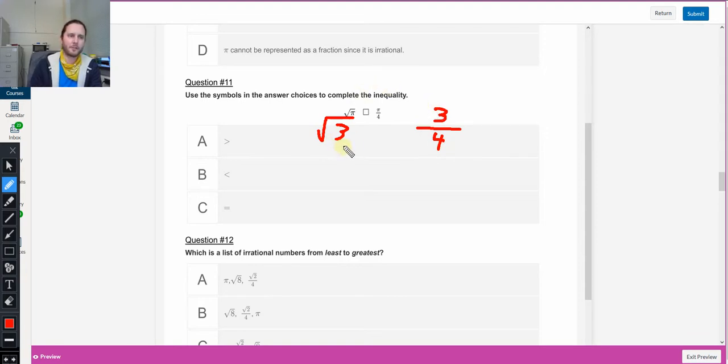And we kind of talked yesterday what the square root of 3 would be. We talked about what, if we had to guess what it might be, and Gabe came up with probably about like 1.7. That's pretty close because 1.5 would be a little too small. So whatever this is, it's about 1.7, which is bigger than 3/4, which would just be 0.75. So the answer to number 11 would be A. Okay, we want to use the greater than symbol.